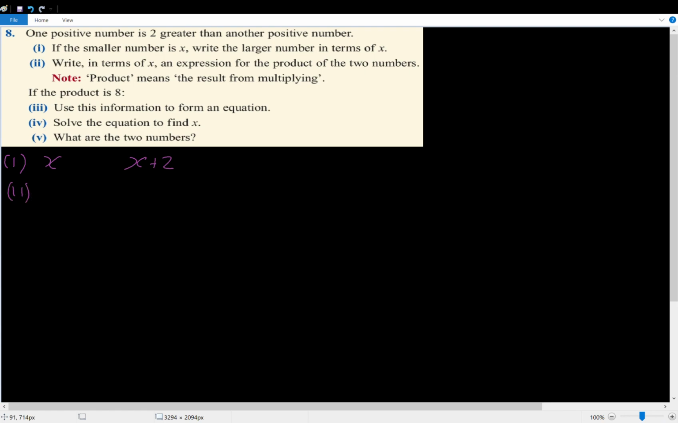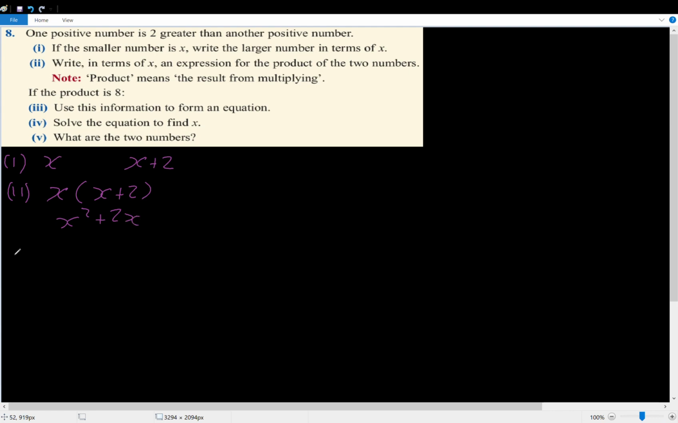Part 2, we've got to write in terms of x an expression for the product of the two numbers. And the book gives us a note on this. Product means the result from multiplying. So in other words, what would you get when you multiply the two of these together? It's going to be x multiplied by x plus 2. And if we multiply that out, we get x squared plus 2x.